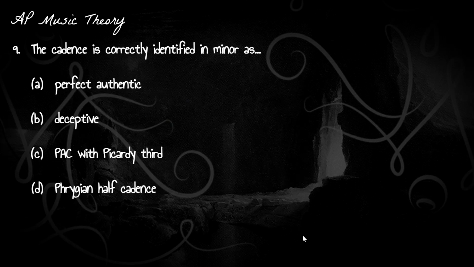Questions 9 to 11, you will hear a 3-chord progression and will be asked to identify the cadence orally. The first chord is tonic in root position. Question 9. The cadence is correctly identified in minor as A, perfect authentic, B, deceptive, C, perfect authentic cadence with Picardy third, or D, Phrygian half cadence. Let's listen.